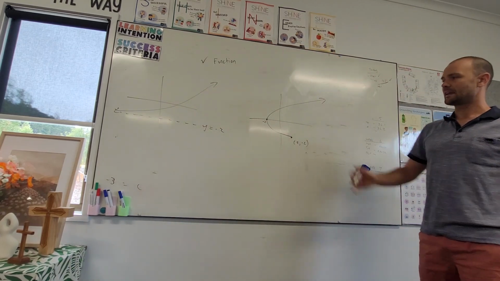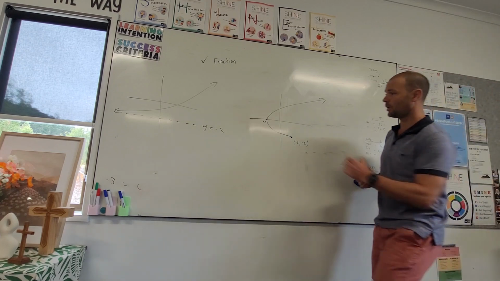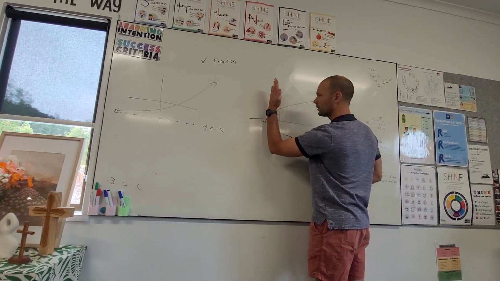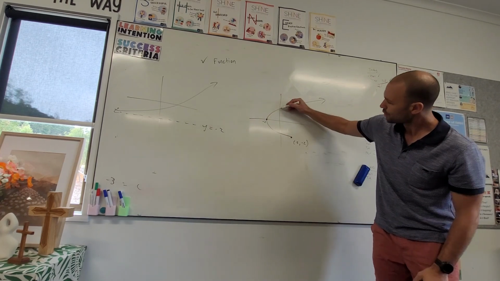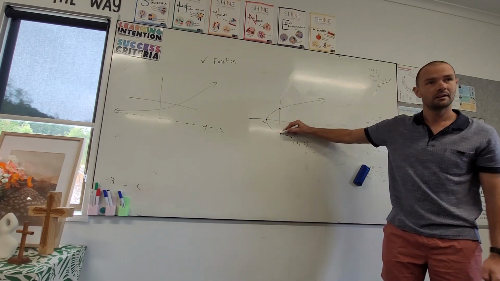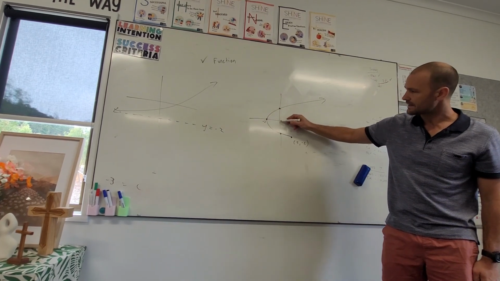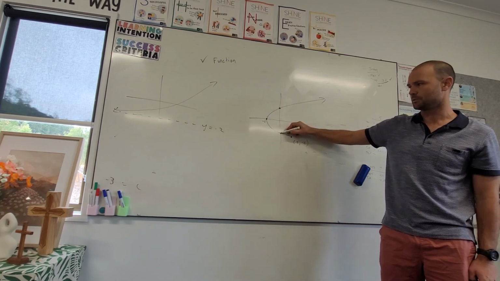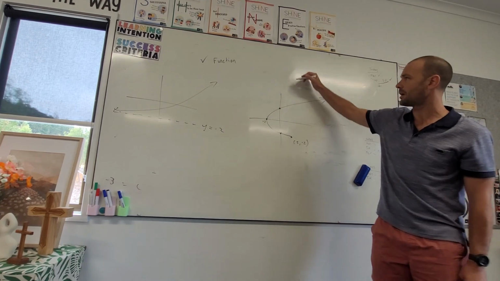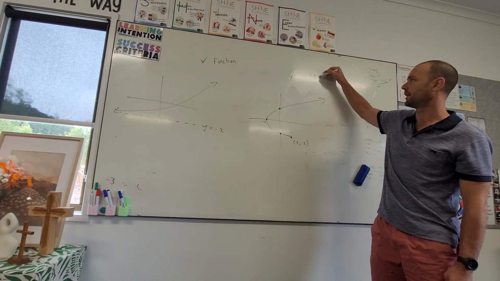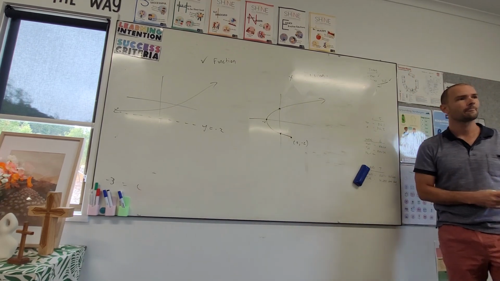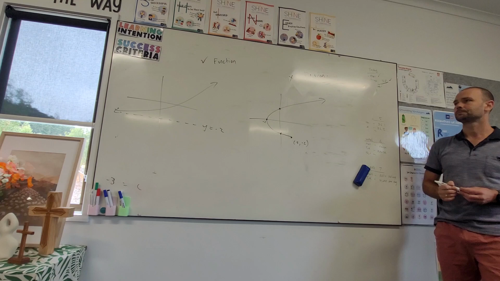If we move on to the next one and perform the vertical line test, we run a vertical line along the graph. We can see here at the y-axis, it's crossing it twice. When x is 0, it has two y values. It fails the vertical line test. It is not a function, it is a relation only. All right, so that's the first part.